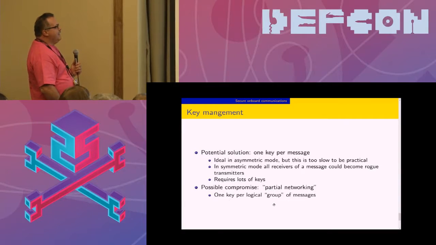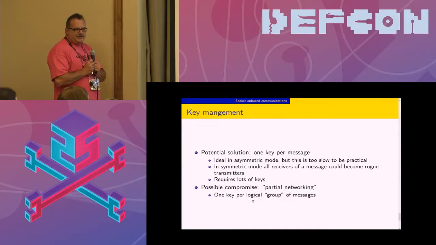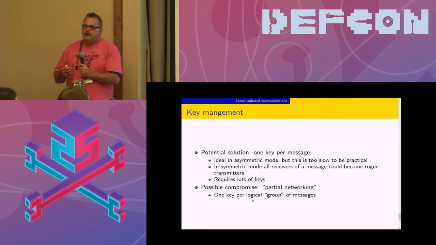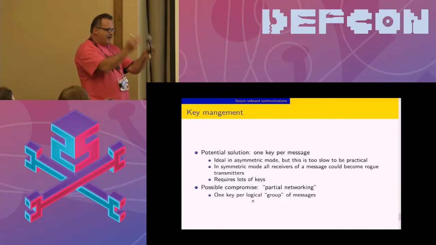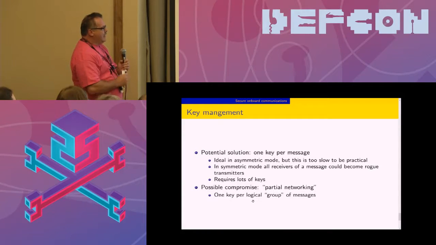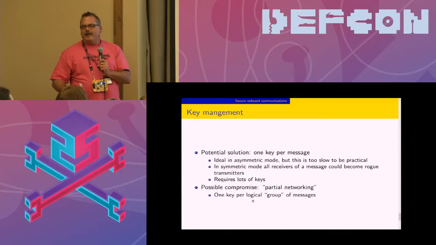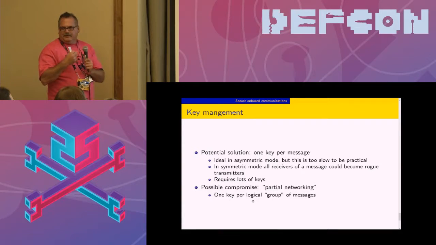So having so many keys doesn't make too much sense, but maybe a possible compromise would be partial networking. In other words, I have a key for one group of messages. That fits into the concept of subsystems that you see nowadays inside more complex, more contemporary vehicles. I have an autonomy subsystem, a powertrain subsystem, a body control subsystem, et cetera. Each one could have its own key, so that we compromise between having a key for every message and having one key.